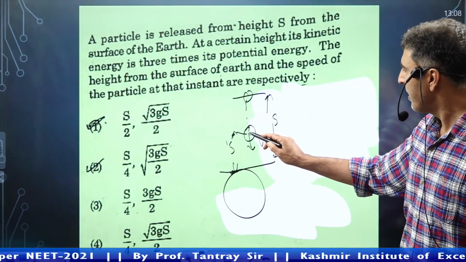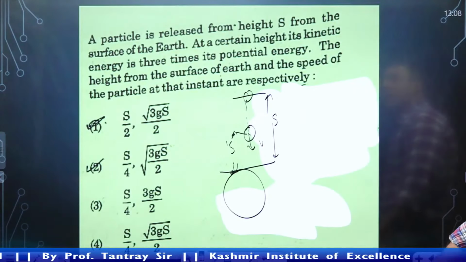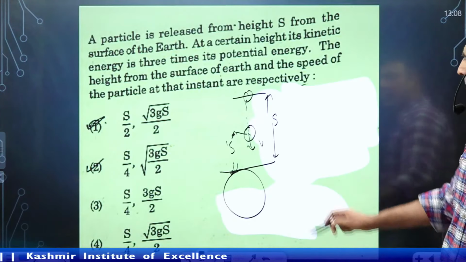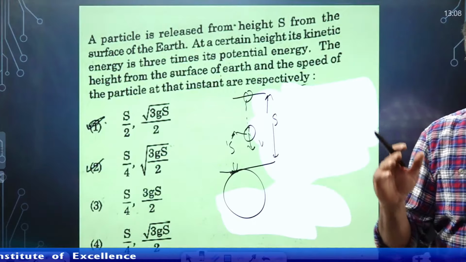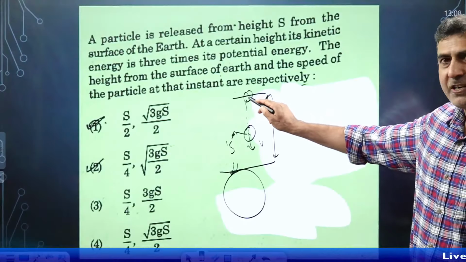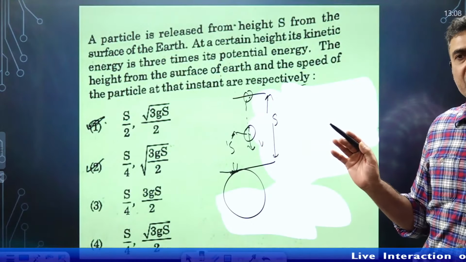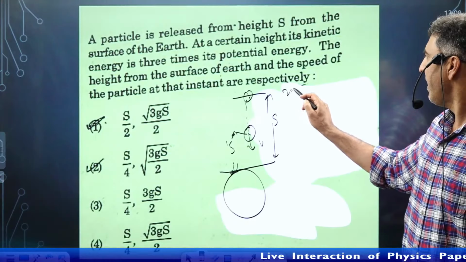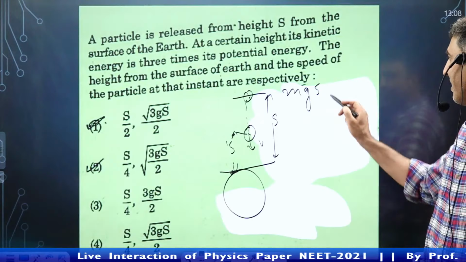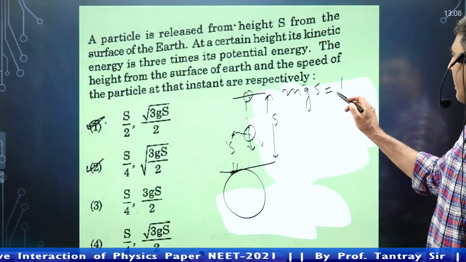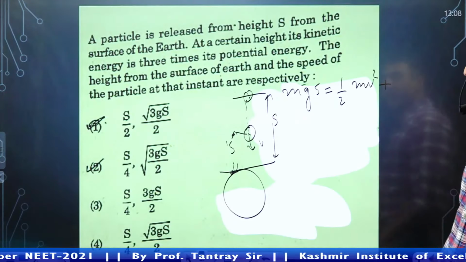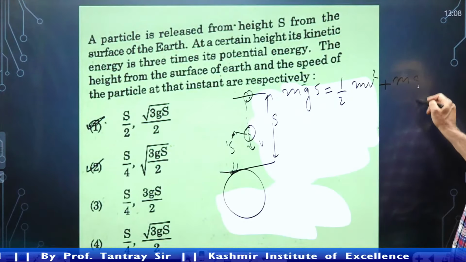The condition is that at this point its kinetic energy is 3 times the potential energy. So the concept is that the total energy in the gravitational field remains constant. We will write the total energy here and the total energy here. Total energy here is mgs, that is the potential energy, kinetic is 0 because it is just released, equal to the energy here: 1/2 mv square plus mgs dash.